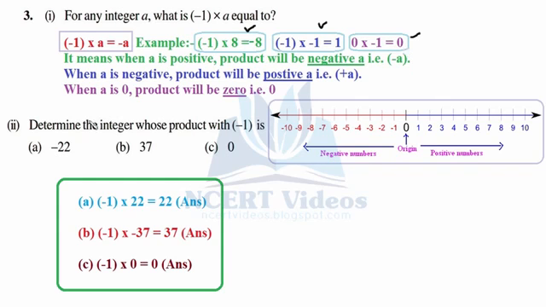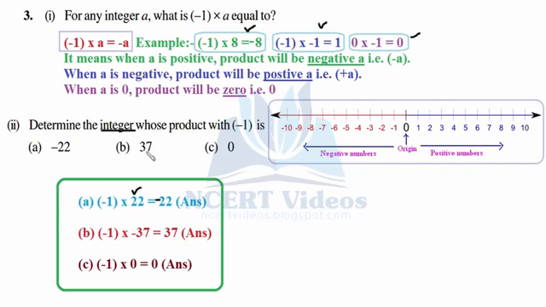Second part, determine the integer whose product with minus 1 is. So we have to find that integer which gives these following products. We have to find that integer which when multiplied with minus 1 gives these numbers. So what should be multiplied with minus 1 to give the answer minus 22? So it will be 22. Here it will be minus. Therefore 22 as it is, and minus plus is minus, therefore we will write minus here. So the answer here is 22.